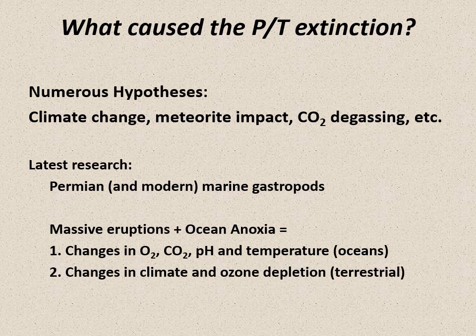However, there has been relatively recent research on the Permian and modern marine gastropods, and they showed that with massive eruptions and the low amounts of oxygen in the oceans at the time, we had changes in oxygen, carbon dioxide, and pH, and thus temperature in the oceans, and then changes in climate and ozone depletion in terrestrial settings. So this created a bit of a perfect storm to make it where organisms in the ocean had a harder time building calcium carbonate shells, and organisms on land were seeing changes in climate and in ozone concentrations. So together, this can lead to a very, very significant and massive extinction event.